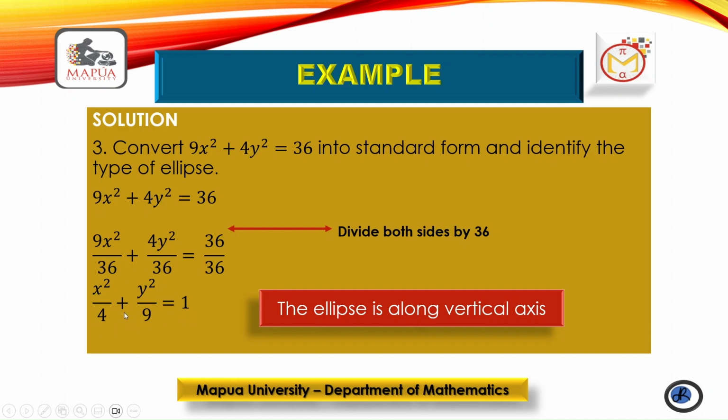x squared over 4 plus y squared over 9 is equal to 1. Obviously the divisor of y squared is 9, which is higher than 4. Therefore, this ellipse is a vertical ellipse, meaning the major axis is along the y-axis.